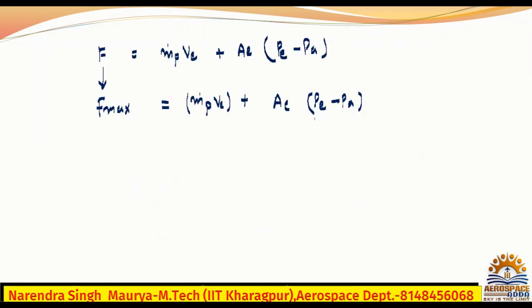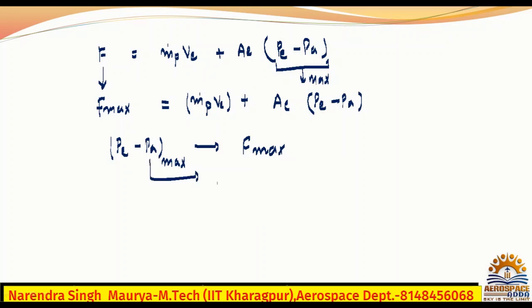So this should be maximum. P minus PA maximum leads to F max. But when will P minus PA be maximum? When this PA is minimum. And when this PE is maximum.